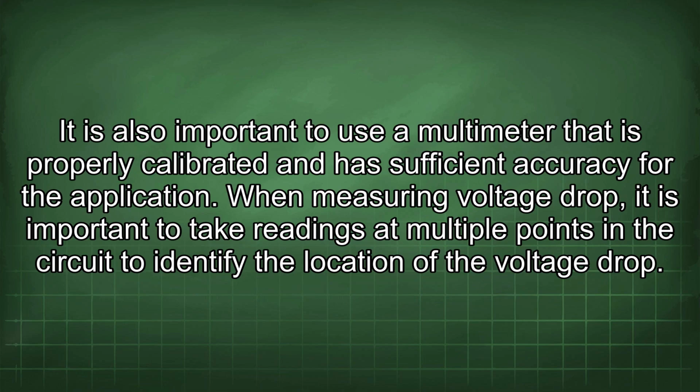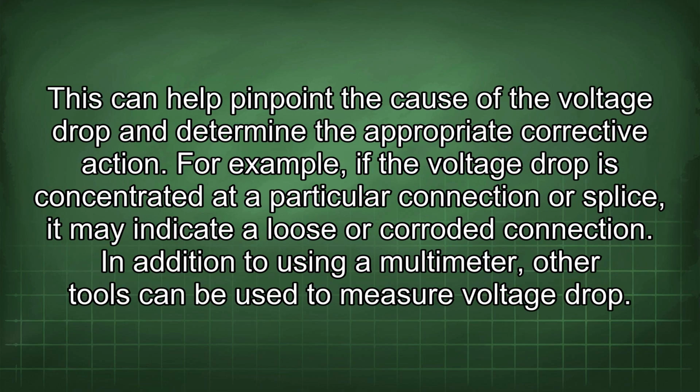It is also important to use a multimeter that is properly calibrated and has sufficient accuracy for the application. When measuring voltage drop, it is important to take readings at multiple points in the circuit to identify the location of the voltage drop. This can help pinpoint the cause of the voltage drop and determine the appropriate corrective action. For example, if the voltage drop is concentrated at a particular connection or splice, it may indicate a loose or corroded connection. In addition to using a multimeter, other tools can be used to measure voltage drop.